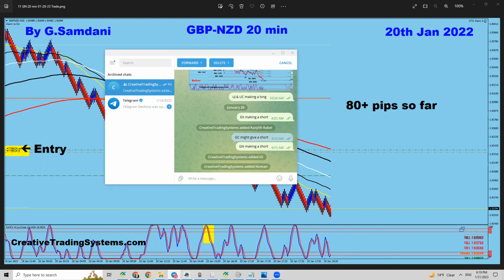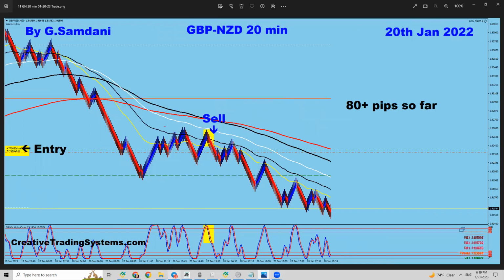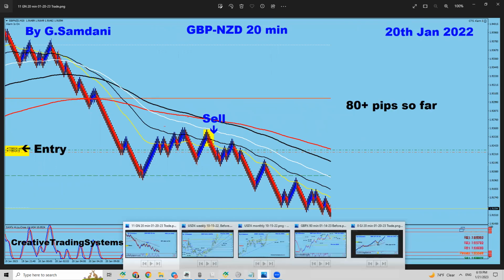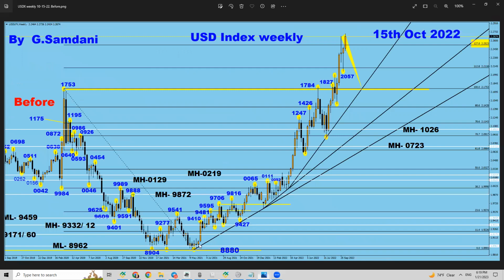Now let's go take a look at US dollar index. I want to show you a few charts. For example, this one. This is a weekly chart I made on 15th October when the US dollar index was here all the way, and it's supposed to drop here, right? You see 3 trend lines. First target is this, the second trend line, the third trend line. So 3 targets. The final target was the trend line.